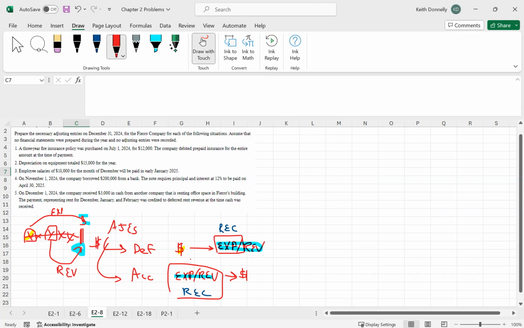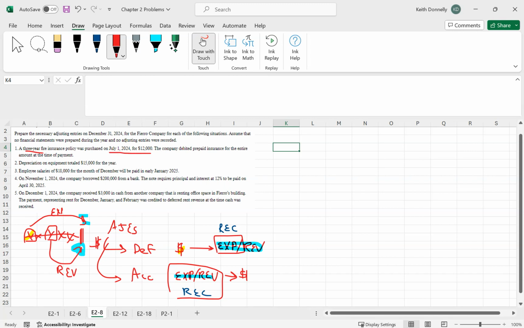You have your deferrals and your accruals. So it's kind of a 5-minute summary there. Let's take a look at these. Right, let's start with number 1. So we got a 3-year fire insurance policy. So it's 3 years. We purchased it on July 1st for 12 grand, right?